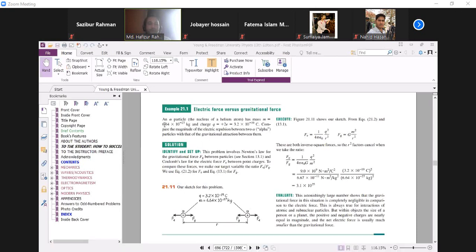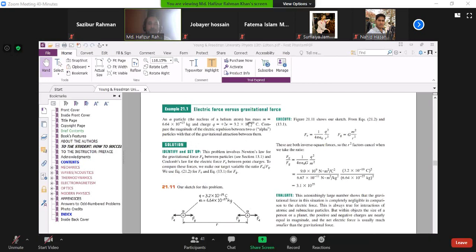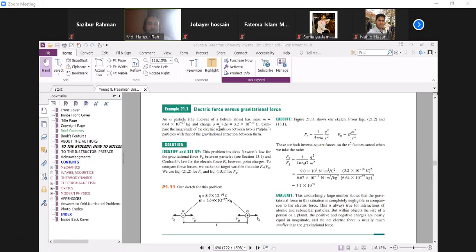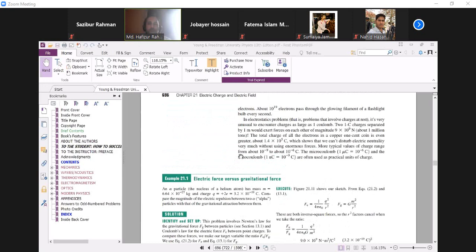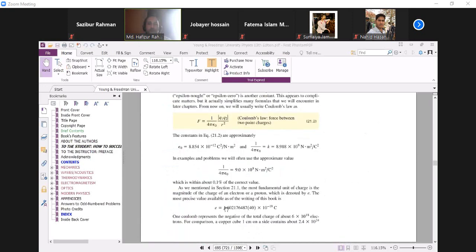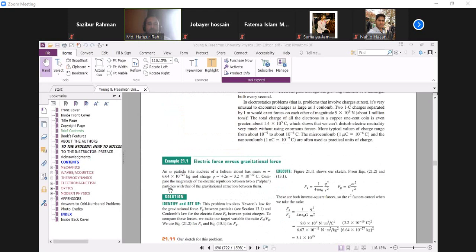So an alpha particle, the nucleus of a helium atom, its mass m is given. Its charge is double the charge of an electron. Electron charge, we have learned previously, is also given here. The charge of an electron is 1.6 into 10 to the power minus 19 coulomb. So double the electron charge is 3.2 into 10 to the power minus 19 coulomb.